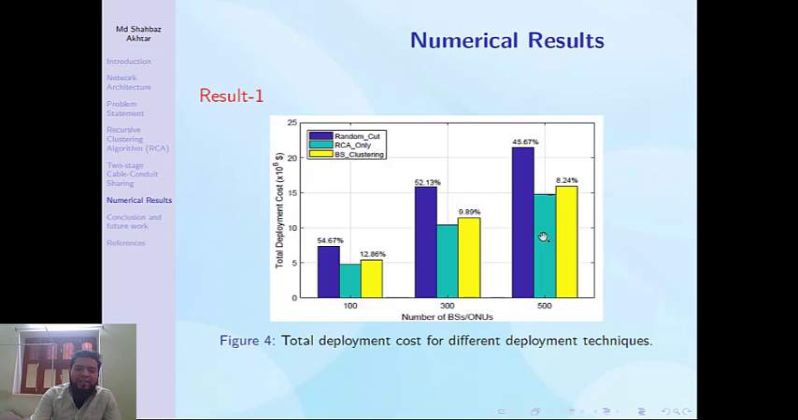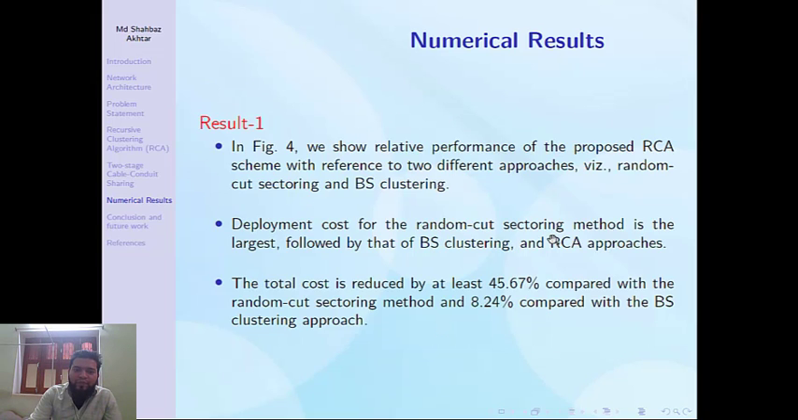This is the first result. It is the deployment cost for different deployment techniques. We already discussed that we compare our proposed scheme with the random cut sectioning approach and the base station clustering scheme. We can see that for all the different numbers of ONUs, our scheme provides the least deployment cost with respect to the other two schemes. Random cut sectioning provides the maximum deployment cost, followed by base station clustering, then our scheme, which provides the least deployment cost.